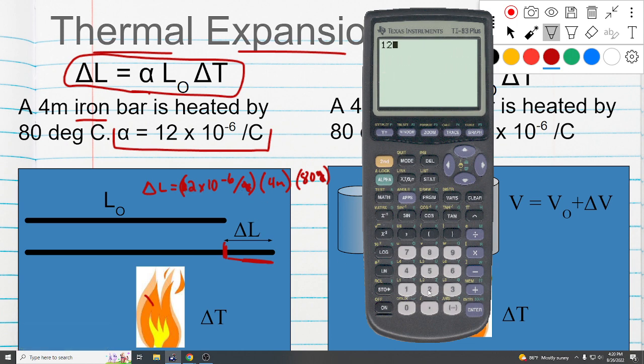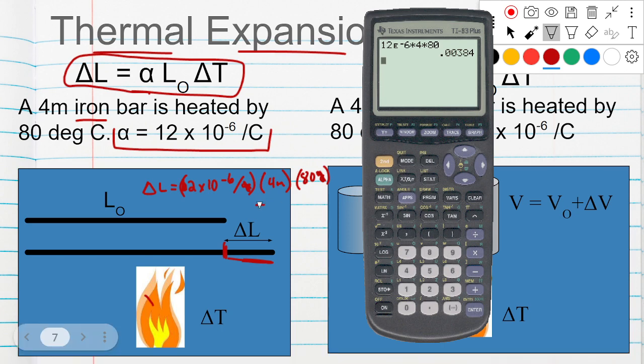You could come in here, 12, times 10 to the negative 6. The easiest way is with that EE right there. It's yellow, so I could go yellow, EE, and it just looks like that. And I've got a negative 6 for that exponent. And I go times 4 times 80. And there's how much it increased, 0.00384, not even 4 millimeters, okay? So it's not a huge expansion, but you do have to account for these things.